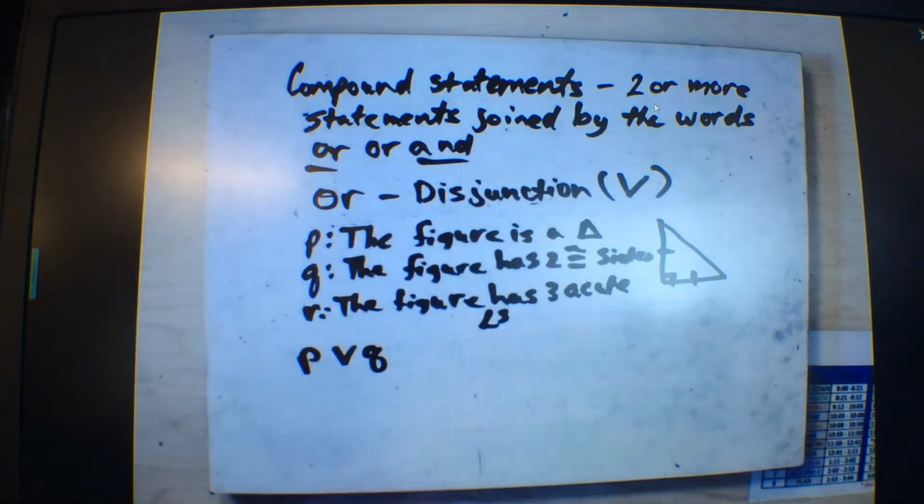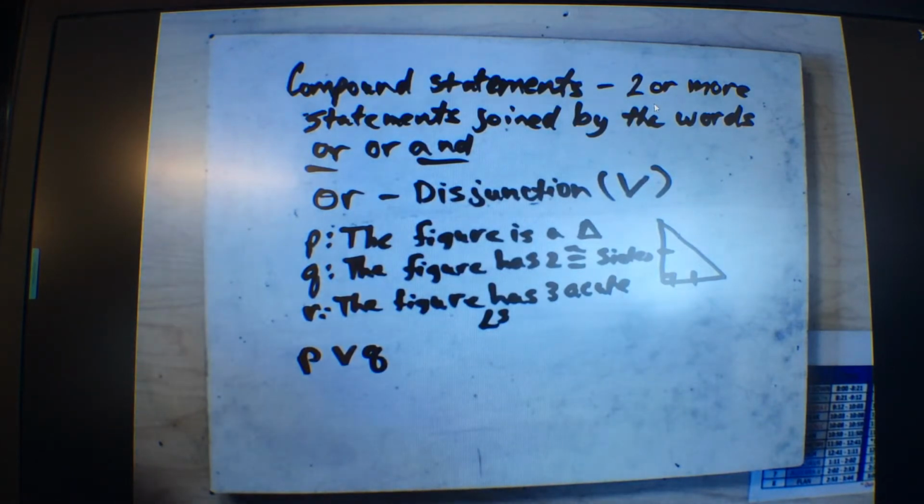Now, or is different. With and, they both had to be right in order for it to be true. Or only one has to be right. If I say, Kellen or Aubrey went downtown, if either one of them went downtown, that's a true statement, right? Same with this. So if I look at P disjunction Q, I would say the figure is a triangle, or the figure has two congruent sides. Is that true or false? True.